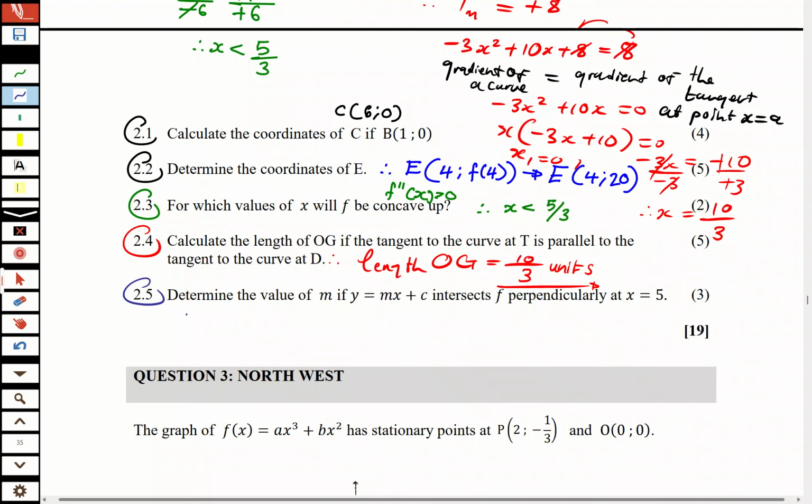We know that the product of their gradients is simply -1. When you have two lines, guys, that cut each other or bisect each other perpendicularly, the product of their gradients is simply -1.